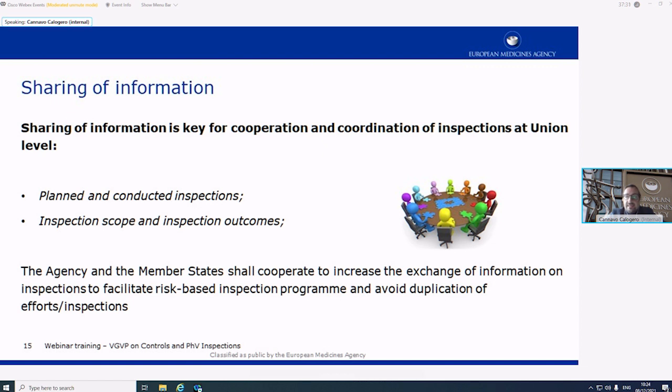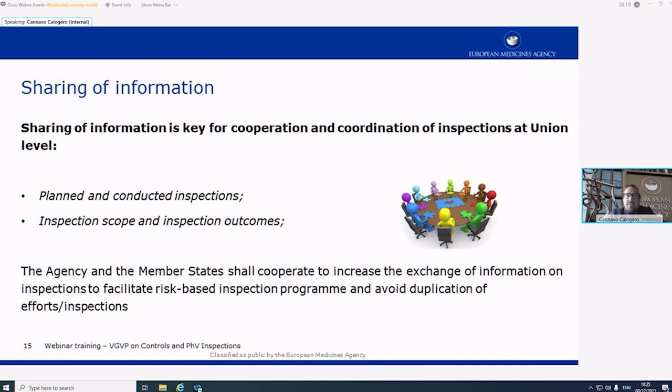And again, the sharing of information is very important, a key for cooperation and coordination of inspection at union level, because what should be shared is for sure the planned and conducted inspections, the inspection scope, and the inspection outcome of each inspection. So the agency and member states shall cooperate in order to increase the exchange of information on the inspection, to avoid the duplication of efforts. It could also be in order to facilitate the risk-based inspection program.